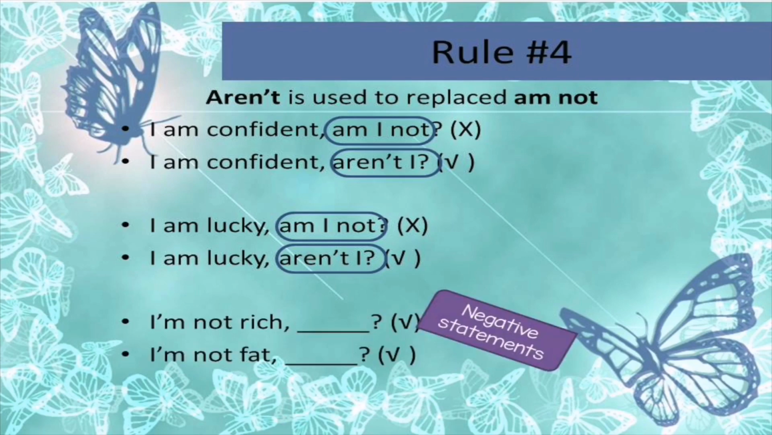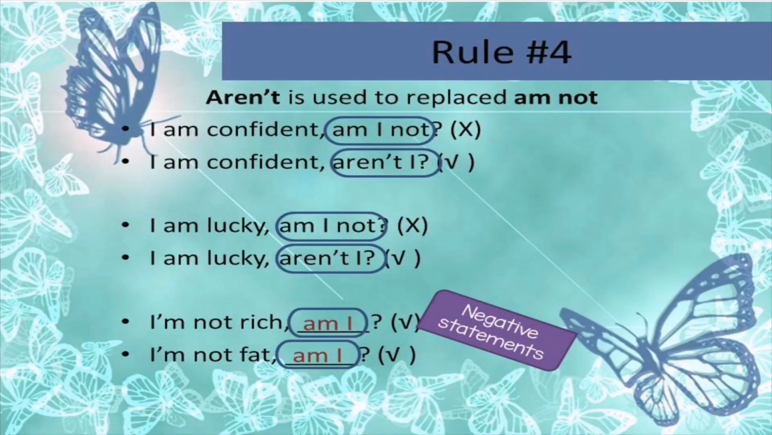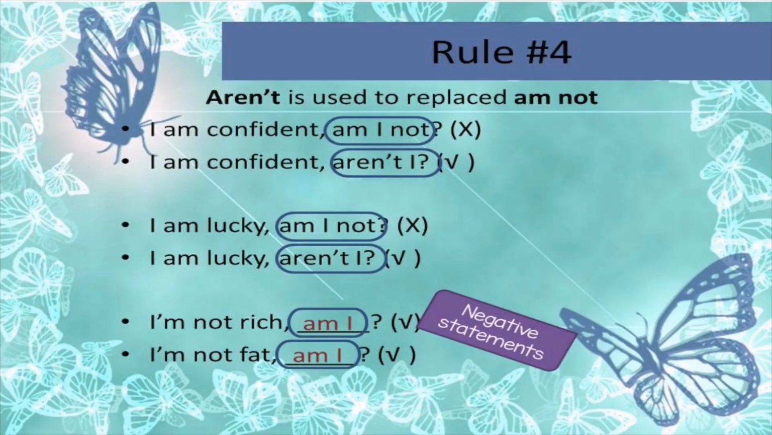Alright. So what about these negative statements? I'm not rich. Okay, see the difference? The first one, I am. So this time around, it's I'm not. So what is the question tag over there? The answer is, I'm not rich, am I? And one more, I'm not fat, am I? Okay, so this is the rule for the pronoun I.